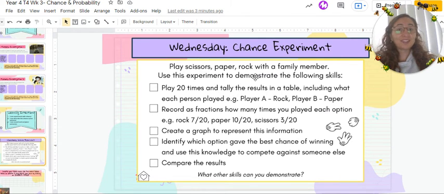Oh, hey, guys, I just thought of something. You could use this for your previous lesson.